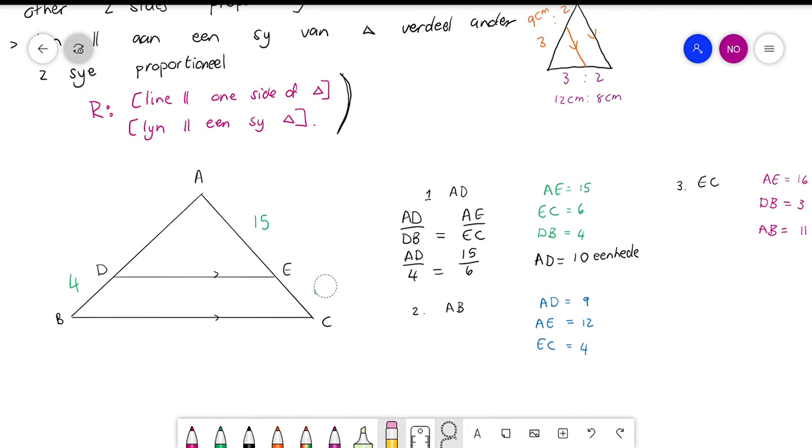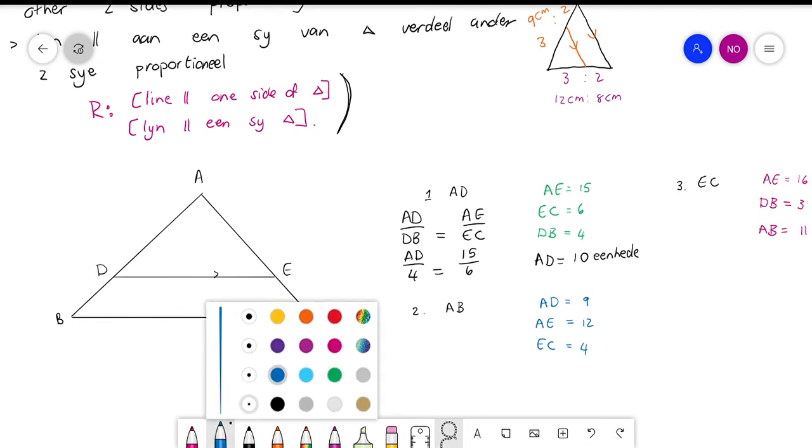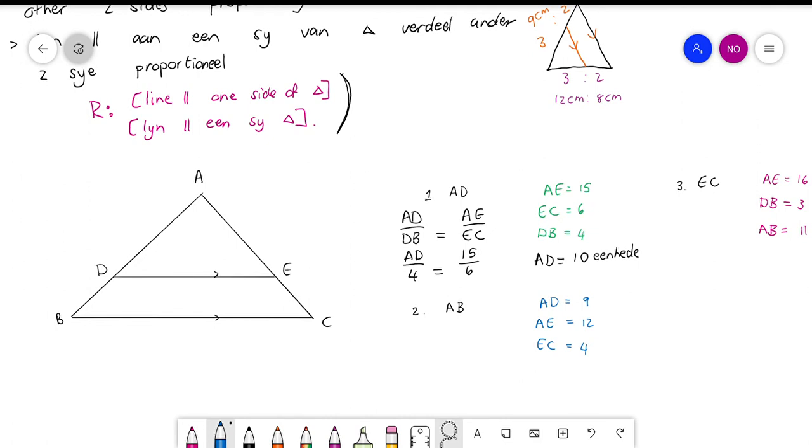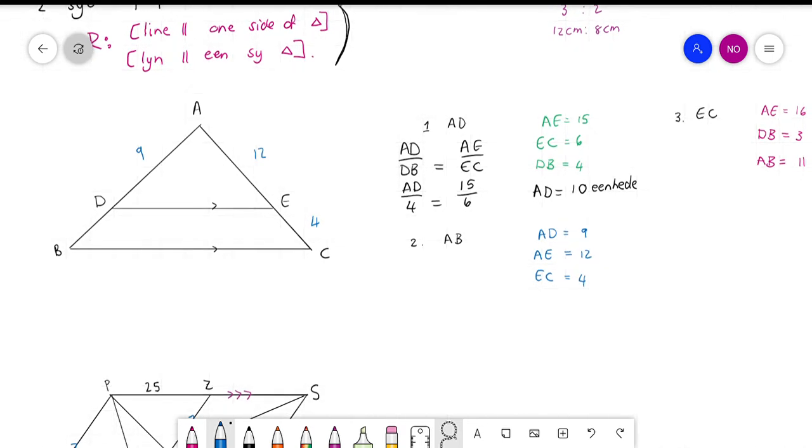Same triangle, different values. Tweede ene sê hulle vir jou, AD is nou gelyk aan 9, AE is gelyk aan 12, en EC is gelyk aan 4. And I need to calculate AB, which is this whole side. Okay, so eintlik wat ek gaan doen, is ek gaan weer vir BD gaan uitwerk.